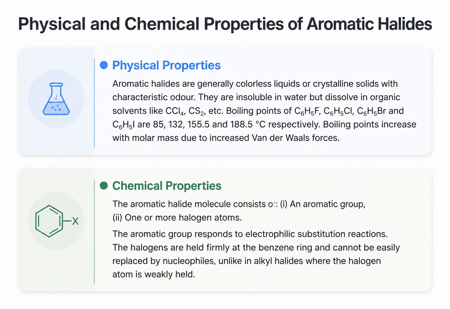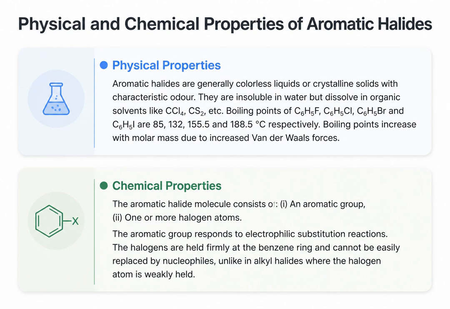Aromatic halides display interesting physical characteristics. They're typically colorless to pale liquids or solids with distinctive odors, and they're water-insoluble but dissolve readily in nonpolar organic solvents. Notice the boiling point trend. Fluorobenzene at 85 degrees C, chlorobenzene at 132 degrees C, bromobenzene at 155.5 degrees C, and iodobenzene at 188.5 degrees C. This increase correlates with molar mass and stronger van der Waals forces.